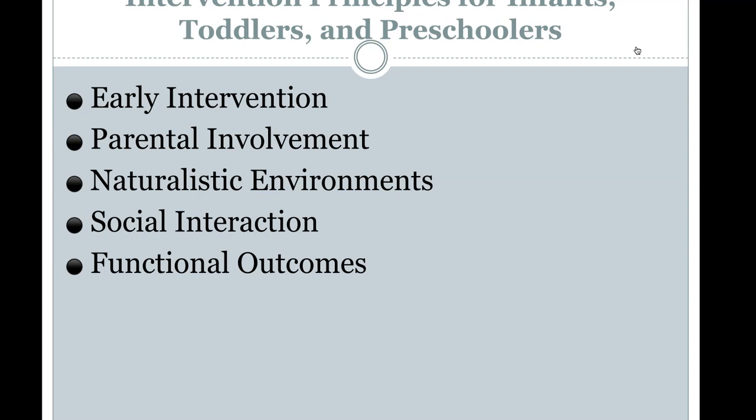Social interaction, right? Can that child interact socially? Can they talk? Can they listen? Can they hear? Can they do everything socially that's appropriate for their age? And we want functional outcomes, right? If a child can hear at 40 dB, what does that mean, right? Are they able to hear speech? Are they able to produce speech, right? So it doesn't really matter what their level of hearing is. What matters is what they're able to do.